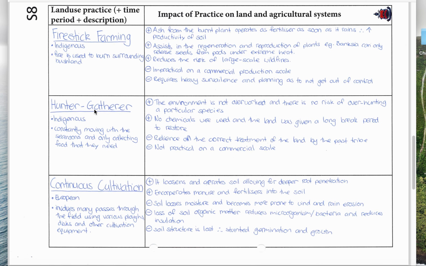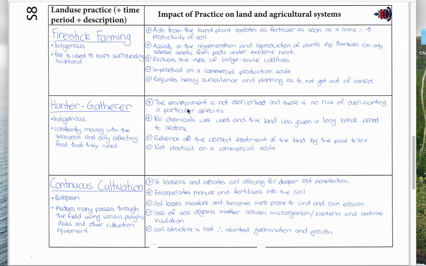Another Indigenous practice was a kind of hunter-gatherer practice, and basically it means constantly moving around from season to season based on food supply. Now, this certainly wasn't what all Indigenous people did prior to European arrival, but it is certainly something that happened with some, maybe not many. But basically, it's moving around and finding food in different places in different seasons.